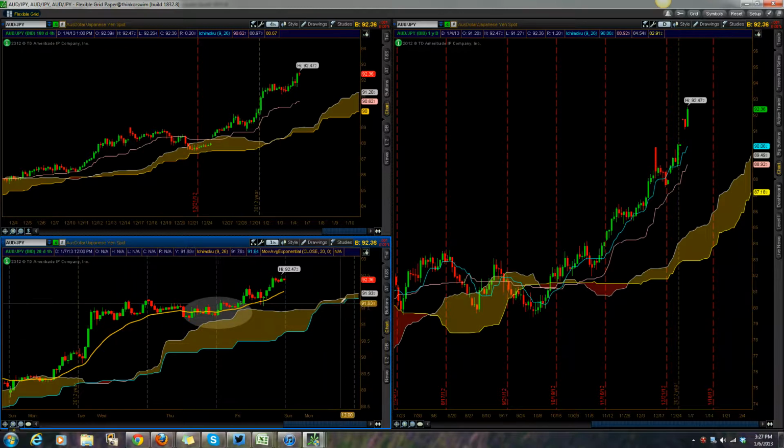So in my opinion, the future Kumo isn't too thick leading up to right now for Aussie yen. But if you're looking to play it, that's why I would rather go with the 4-hour Kijun rather than the 20 EMA on the hourly, because the Kumo did decrease in its width.